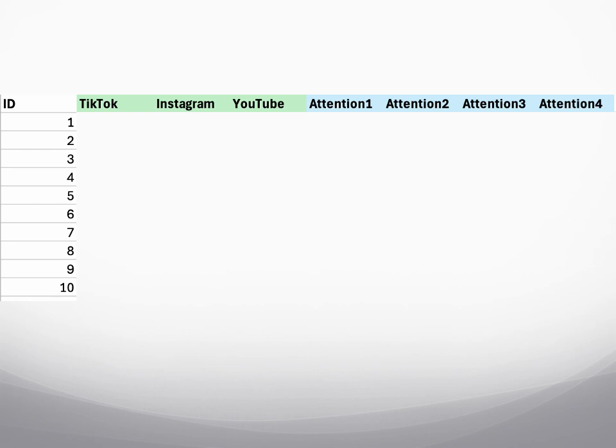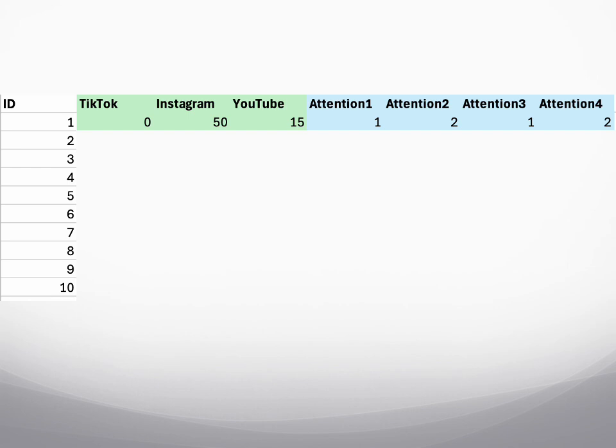We've had 3 items measuring social media use. How many minutes did you spend on TikTok yesterday, on Instagram yesterday, on YouTube yesterday? And then rate your agreement with these 4 items about attention problems. The first question, the second question, third question, fourth question, scale of 1 to 5. And each participant is going to report their score for each of these values.